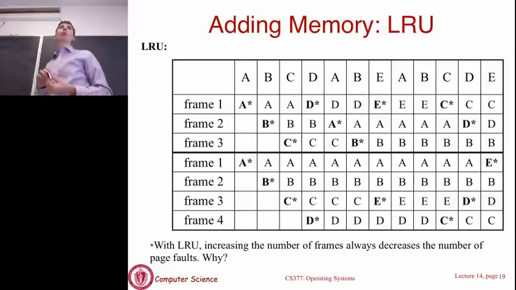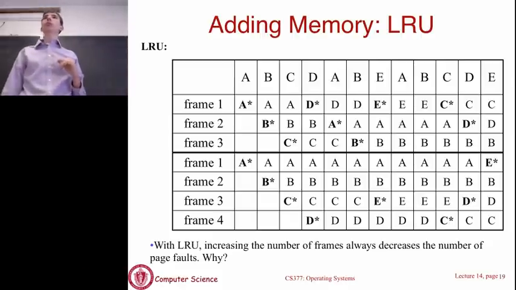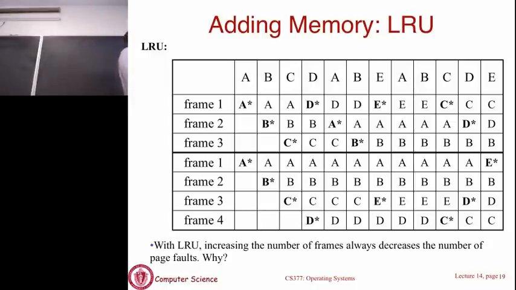Now, can anyone see why that might be happening? So take a look at, in each of these cases with 3 frames and 4 frames, take a look at what the actual pages in memory are at each point. And what does anyone notice about the difference between the 3-frame case and the 4-frame case? Right, so at any point in time, there's 3 specific pages sitting in physical memory in the 3-frame case, and 4 specific pages of memory sitting in the 4-frame case. And what's the relationship between the set of 3 and the set of 4?